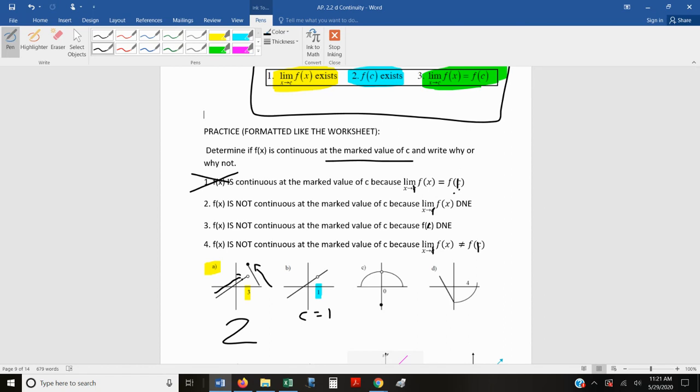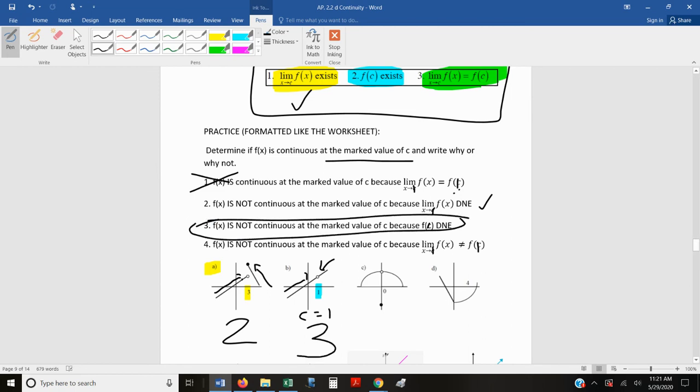So we actually do have a limit here. As you approach from the left and from the right, we do have a two-sided limit. It does exist because from the left and the right, we're approaching the same y value. So we're good on part 1 of the definition. The next one says it's not continuous because f of 1 doesn't exist. And that is true. So I'm going to put a 3. There's not an output at x equals 1. So because there's not an output at x equals 1, we can't have continuity.